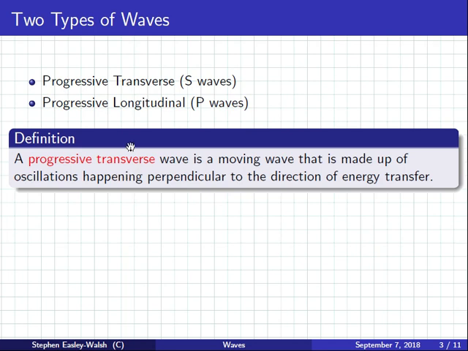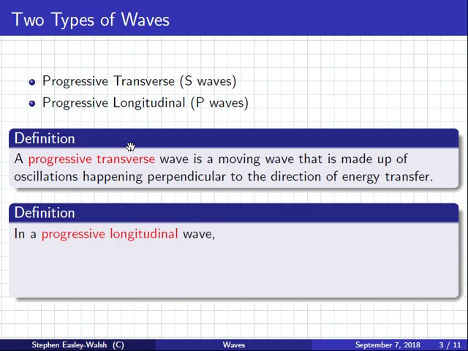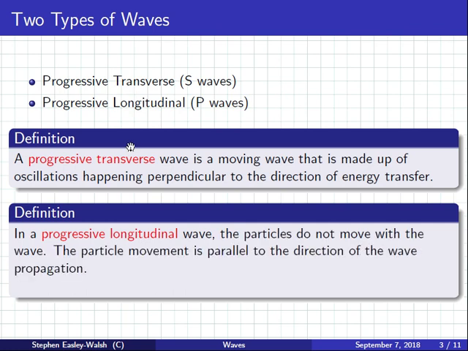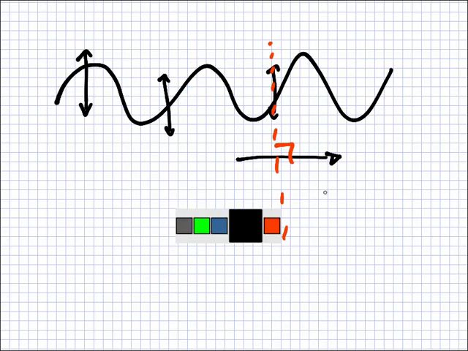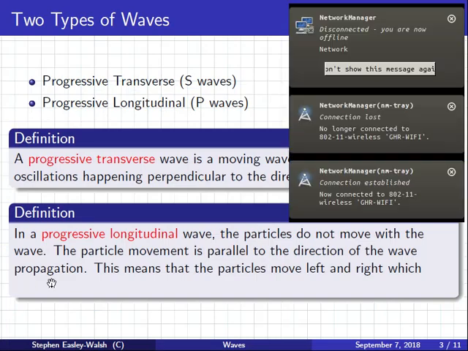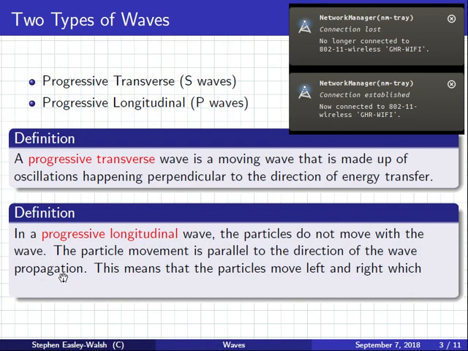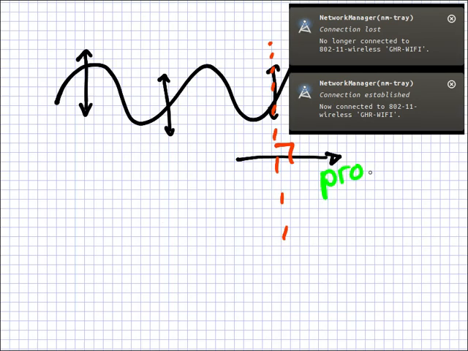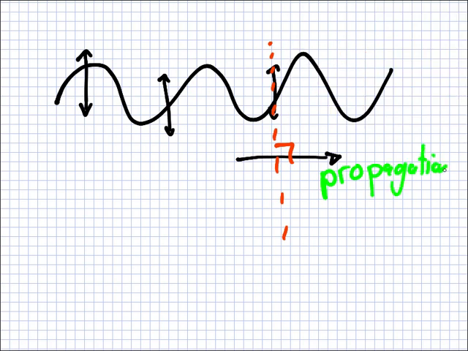Okay, and then the other type is called longitudinal, and you can write in a minute. Progressive longitudinal wave: the particles do not move with the wave. The particle movement is parallel to the direction of propagation. Now just some vocabulary. This direction here, you see this verb, propagate. Yeah, propagation, propagate. That's the direction the wave moves.